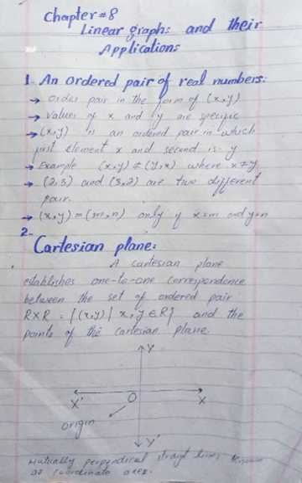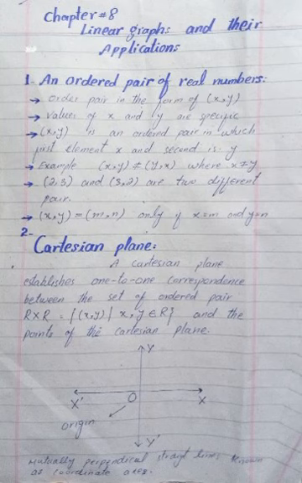So in the second last point, (2, 3) and (3, 2) are two different things, so they can't be equal. But in the form where (x, y) is equal to (m, n), it will be equal if x is equal to m and y is equal to n.